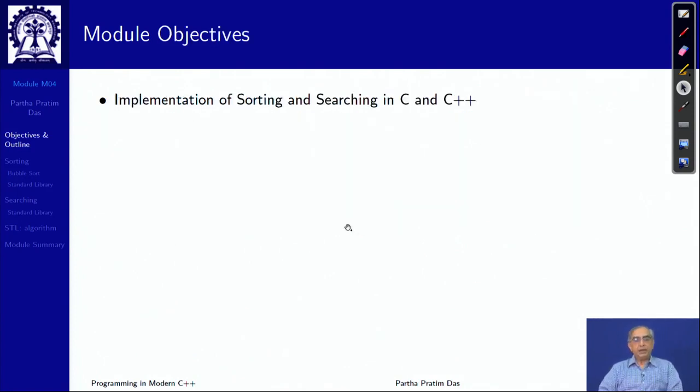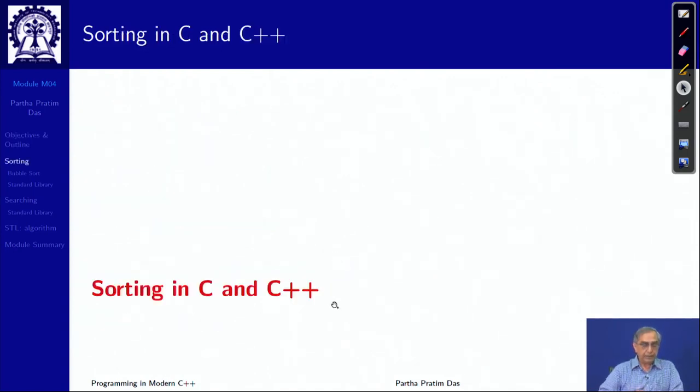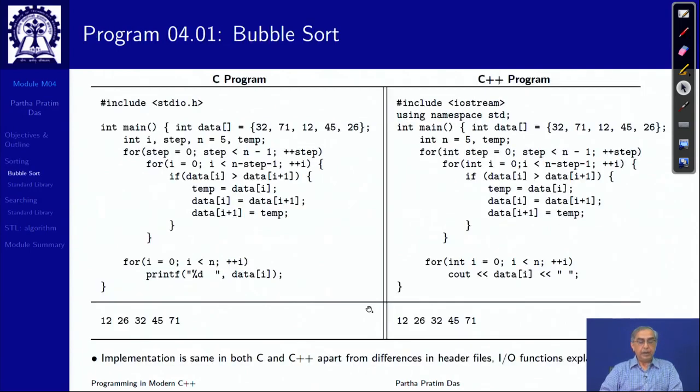In the current module, we will talk about sorting and searching in C and C++, which are the most common algorithms everybody learns when they start programming. So, this is going to be the outline, as will be available on the left hand side. First, we talk about sorting.